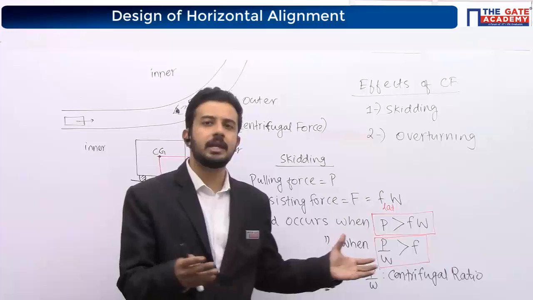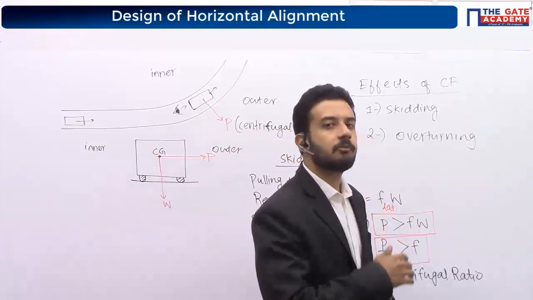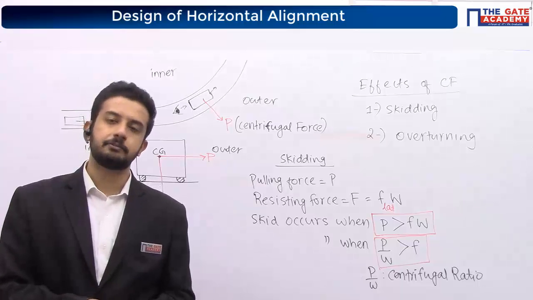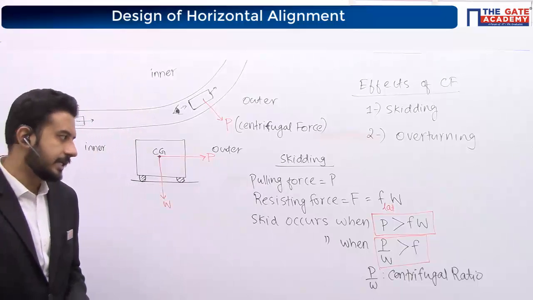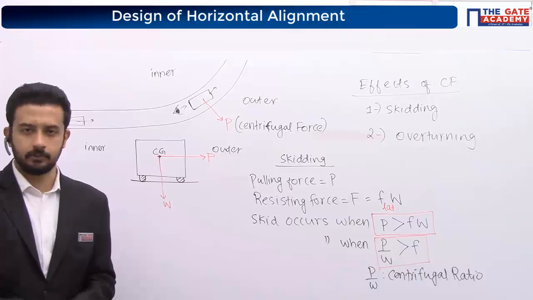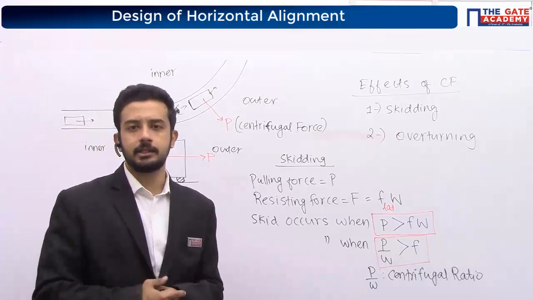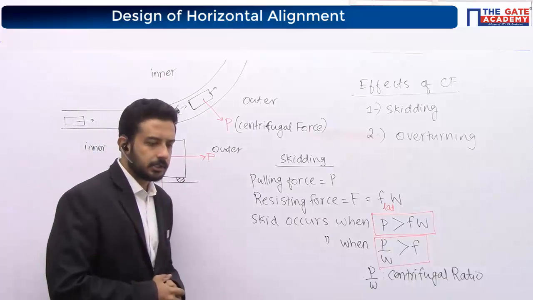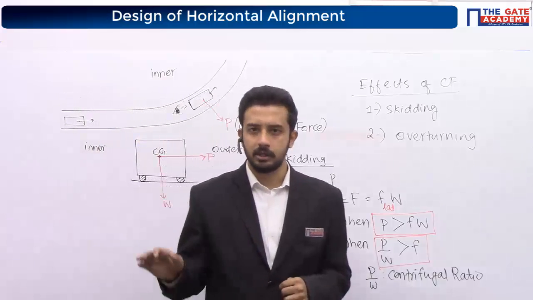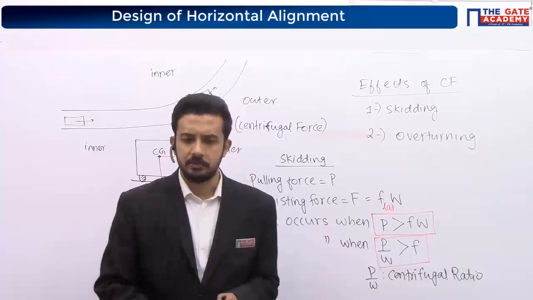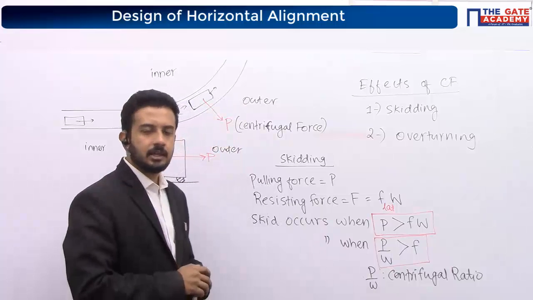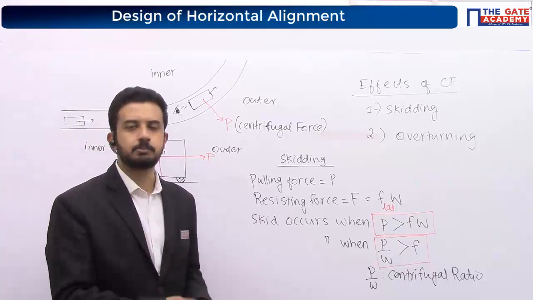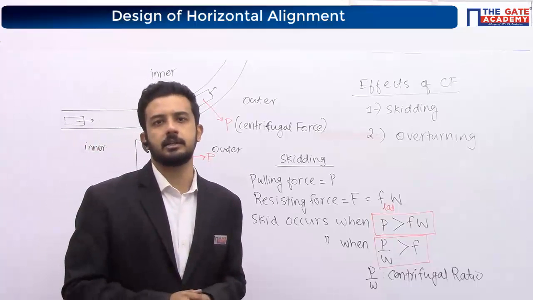The value can be anything, but the maximum value we are going to take for design purposes is 0.15. Practically it can be anything. It depends on the road condition. If the road is smooth, the friction will decrease. If it is a rough road, friction will increase. It depends on your tire also, on the load, and on the speed. A lot of parameters are there.